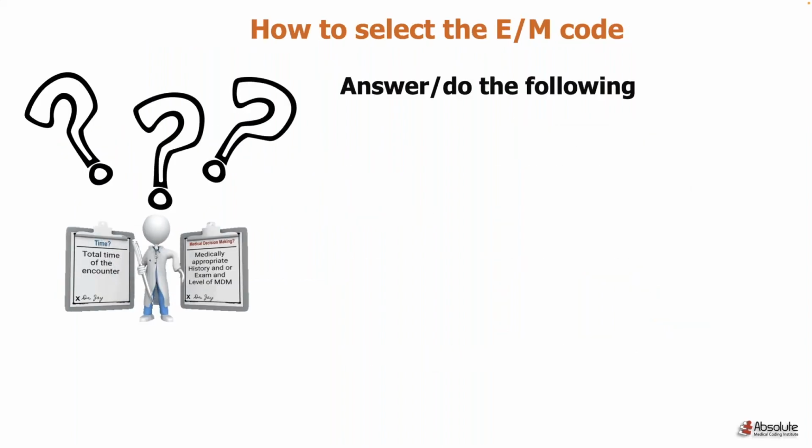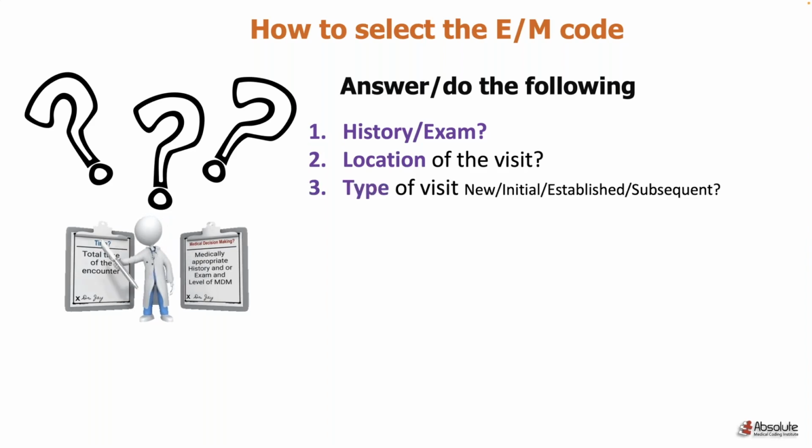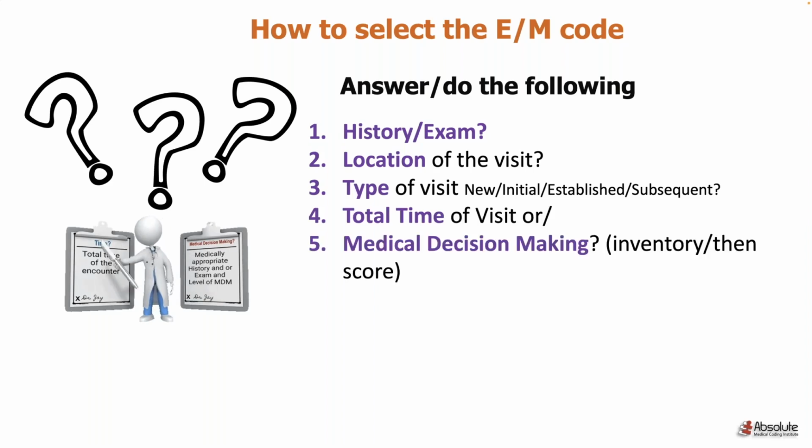And again, how to select the E&M code, you're going to have to answer the following. Was a history and or exam carried out? What is the location of the visit? Where in the book in CPT, in the E&M section, can we find that visit? Also, what type of visit is it? Is it new, initial, established, or subsequent? What is the total time of the visit? Or what is the MDM?